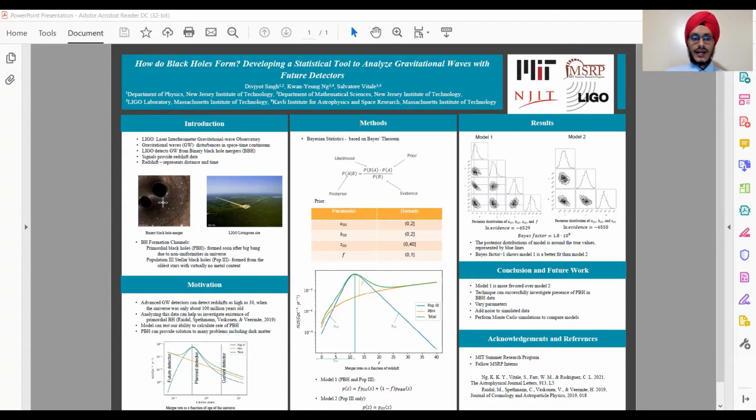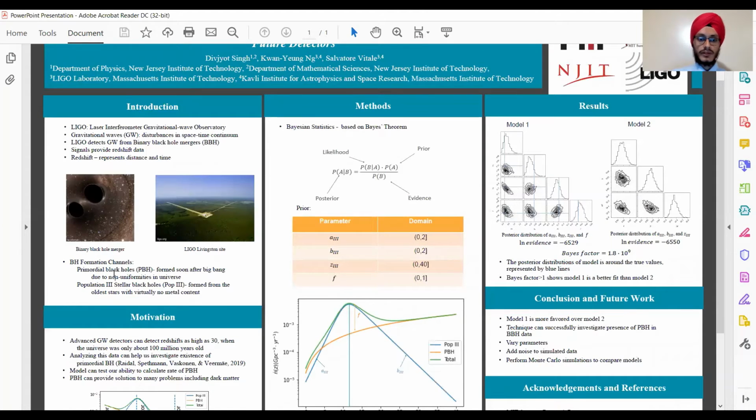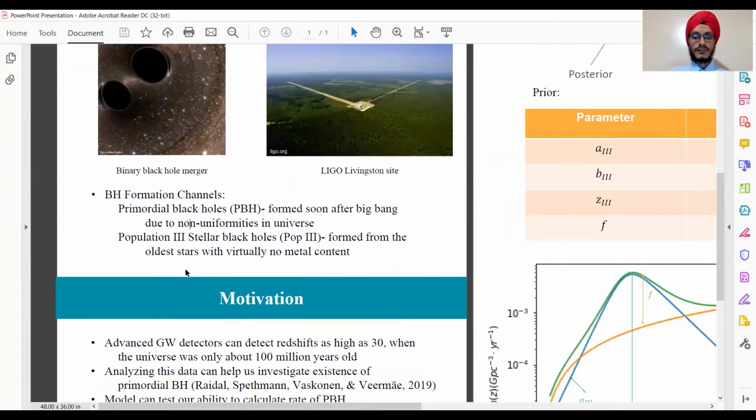The black holes that form these signals can themselves be formed in multiple ways. Two of which in particular are primordial black holes, which were those formed soon after the Big Bang, and population 3 stellar black holes, which were formed from the oldest stars with virtually no metal content. The primordial black holes is something that Stephen Hawking did a lot of work on, but hasn't been proven to exist yet. By knowing more about primordial black holes, we can answer a lot of mysteries about the universe, including dark matter.